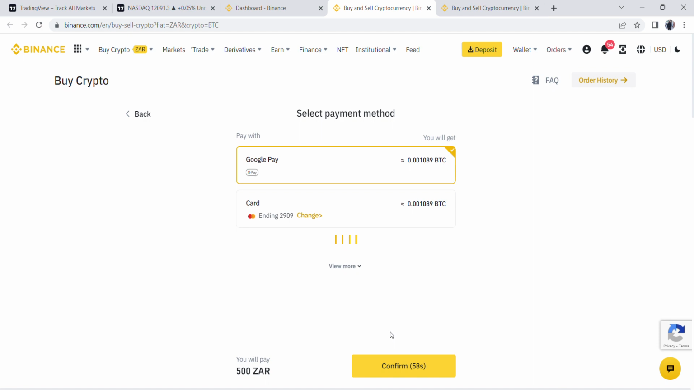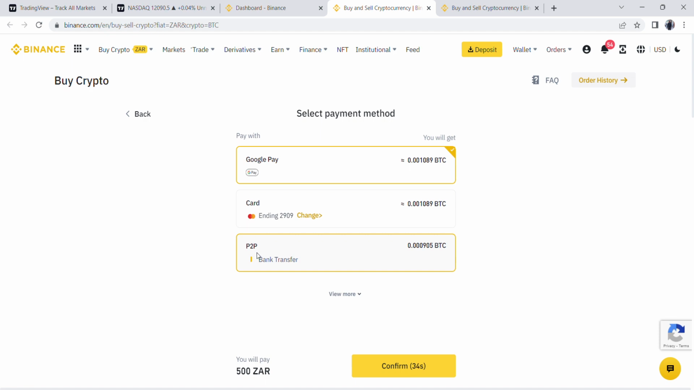And you have approximately 60 seconds to make your transaction because the price of Bitcoin is constantly moving. As you can see, there's Google Pay. Those who have Google Pay can use Google Pay. If you want to add a card, you can add your card, whether it's a Visa or a MasterCard. Then there's also P2P.